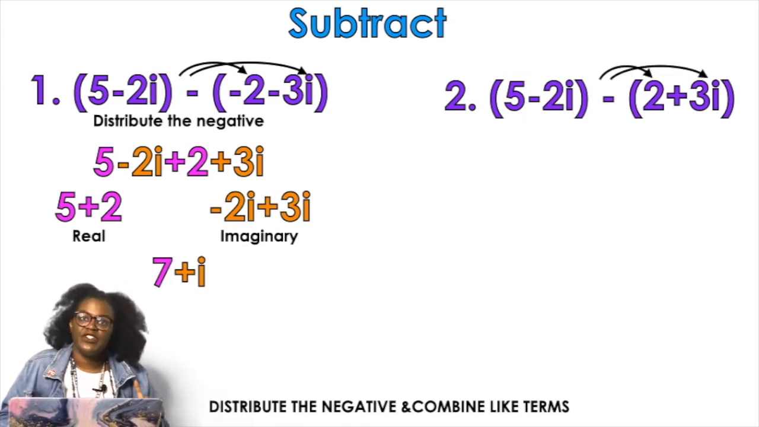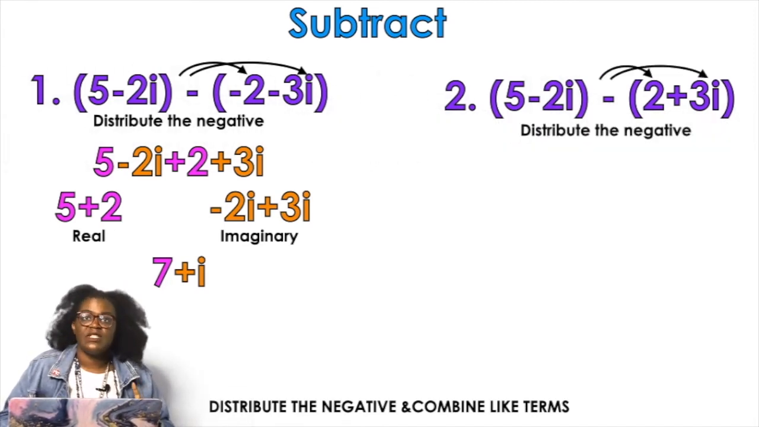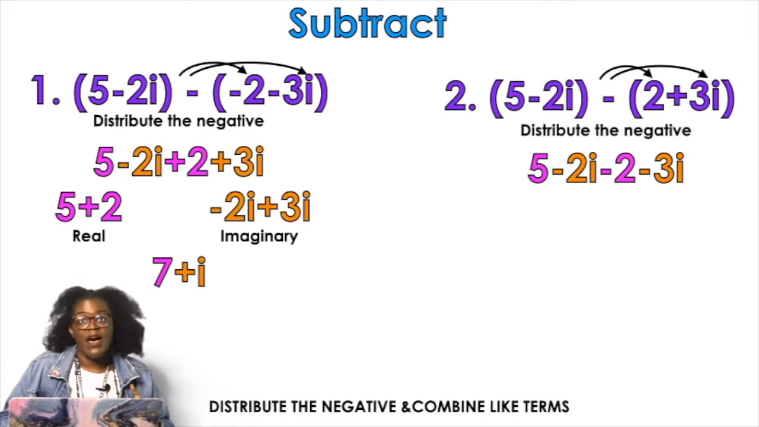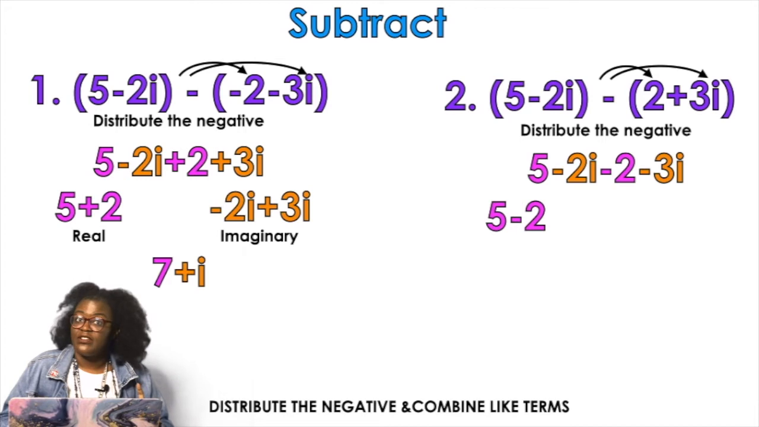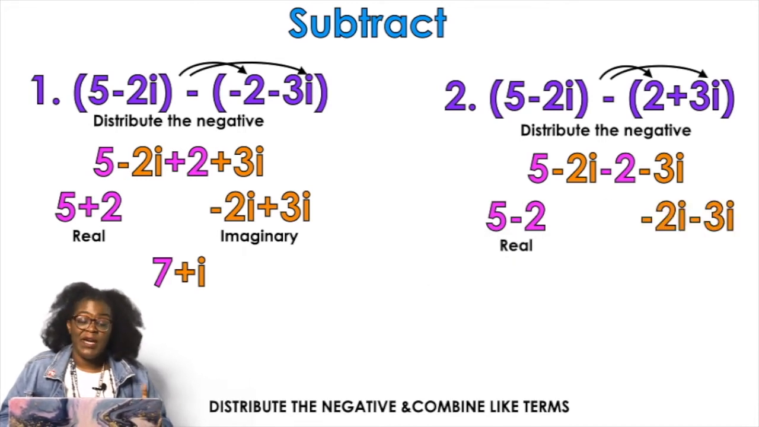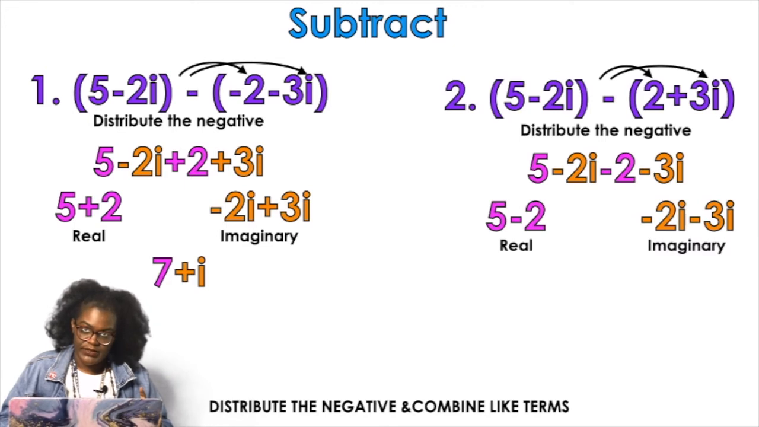Okay, so first we want to distribute the negative. So positive 2 is going to change to negative 2. Positive 3i is going to change to negative 3i. Then you're going to combine your like terms. 5 minus 2 is real. And then negative 2i minus 3i is imaginary. So 3 minus 5i. Yeah. Final answer.